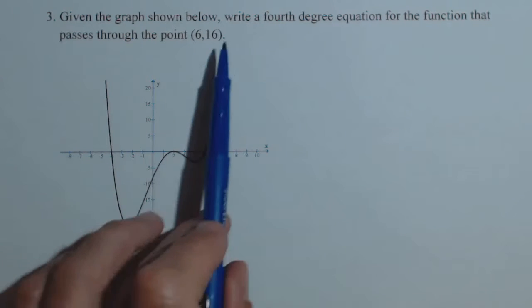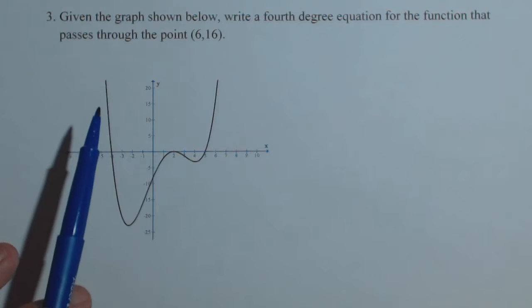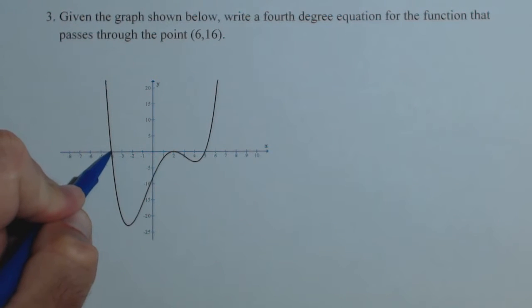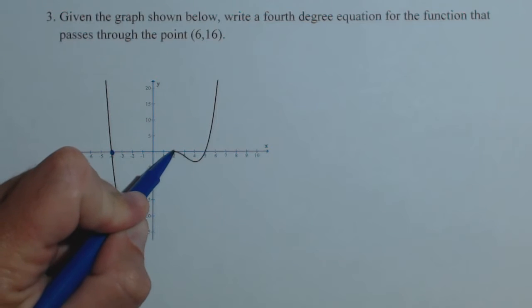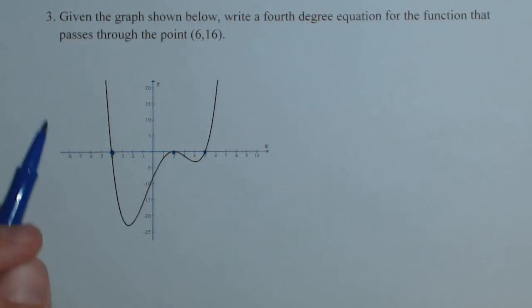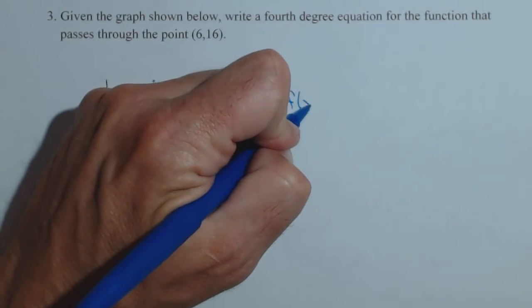So given this graph, we want to write a fourth degree polynomial that also passes through the point (6, 16). So let's identify our zeros. We got one here at -4, we get one here at 2, and we get one here at 5. So just based on those zeros alone, we can start to write this thing in factored form.